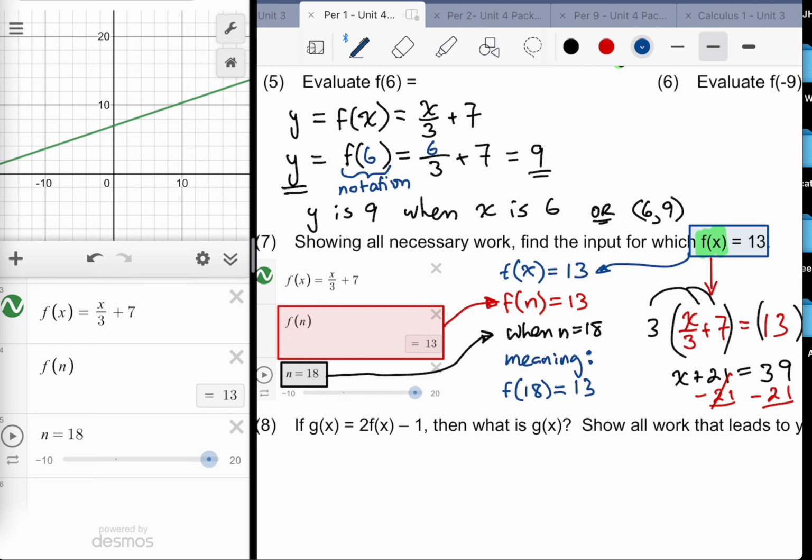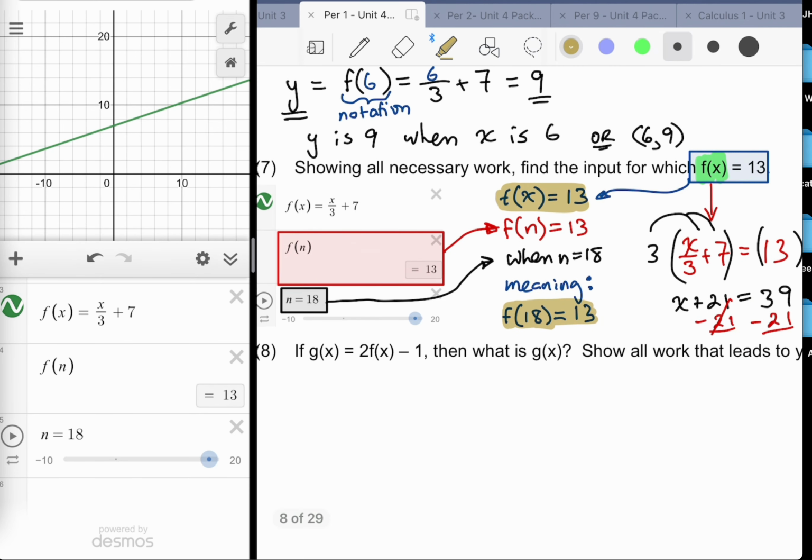Which answers the question, because if I do a quick comparison between what they're asking and what I just stated, the only thing different is that they had an x and I have an 18, which means x has to be 18.